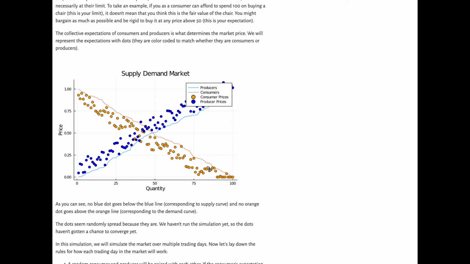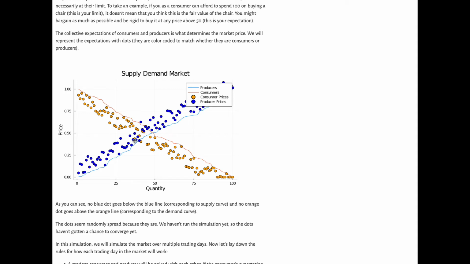You can actually see that all the orange dots are below the demand curve, which basically states that all of them have their prices from 0 to whatever their limit is, and the blue dots are always above the supply curve, so their price is always above their minimum acceptable price.